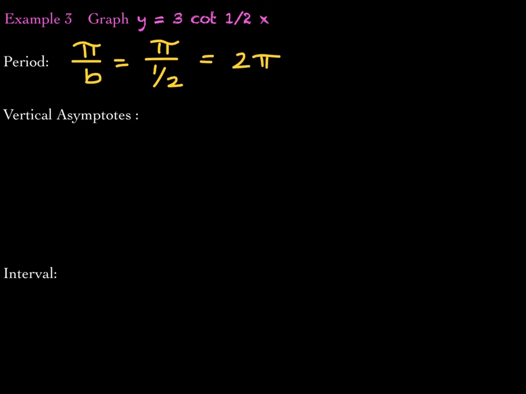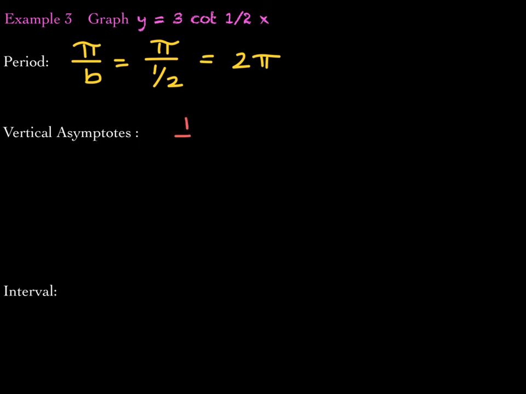Now the vertical asymptotes, now pay close attention here. The most basic cotangent function has vertical asymptotes located at every multiple of pi. Cotangent has vertical asymptotes at every multiple of pi. Therefore, I'm going to take my whole argument, set it equal to 0, and set it equal to pi. Because whenever the whole argument is 0, or whenever the whole argument is pi, cotangent will be undefined, which means there will be a vertical asymptote there.